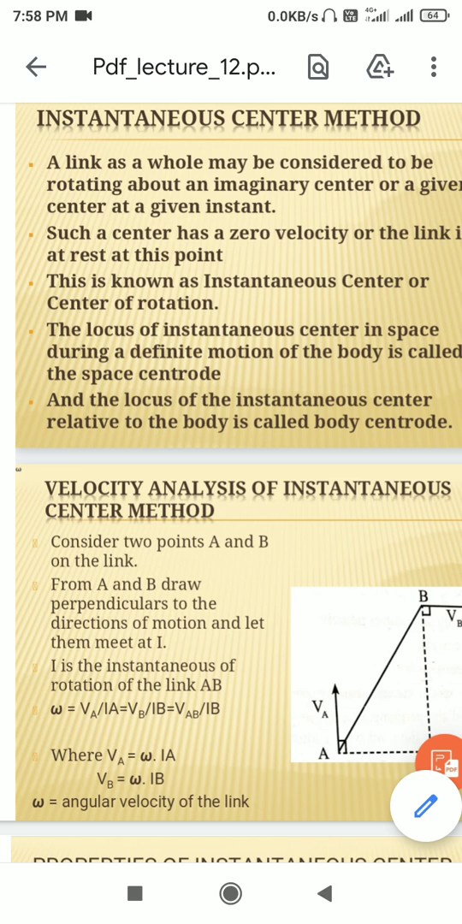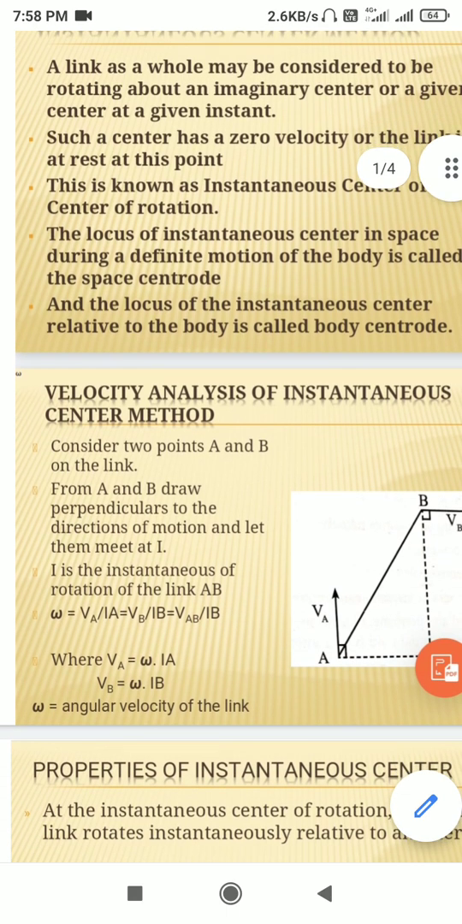So, this is the concept of the instantaneous center. Once again, what is the instantaneous center? It is nothing but a link as a whole that may be assumed to be rotating about a fixed point, which is known as the instantaneous center. And the second important point is that at this center, the link velocity is assumed to be zero.